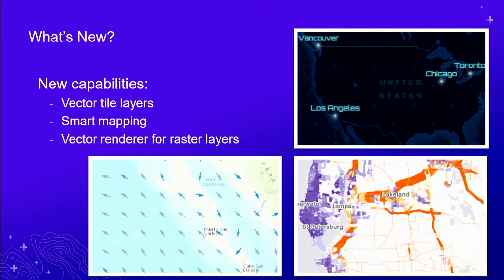Other things that are new with this updated print service that came in at the 10.6 era is support for things like vector tiles. So we can render vector tiles on the print service and draw them with quite high quality. There's also support for smart mapping and things like the vector renderer for raster layers. This is imagery in Baja, California here, where you're seeing arrows. That's actually drawing from a raster data source.